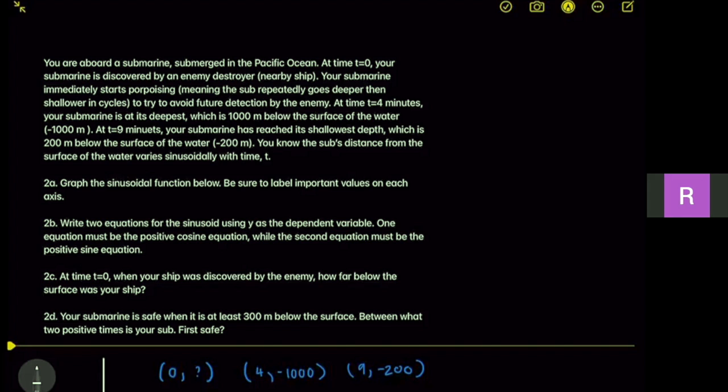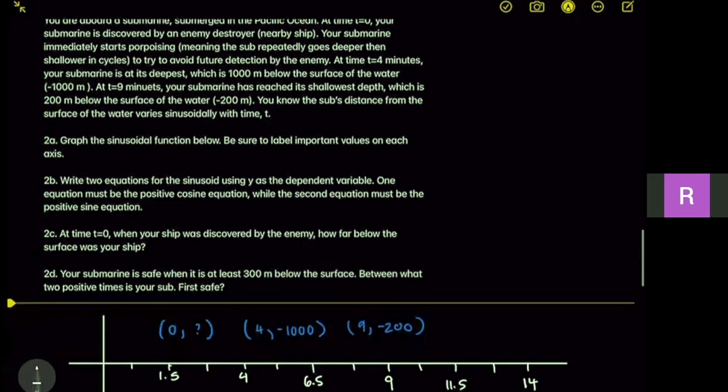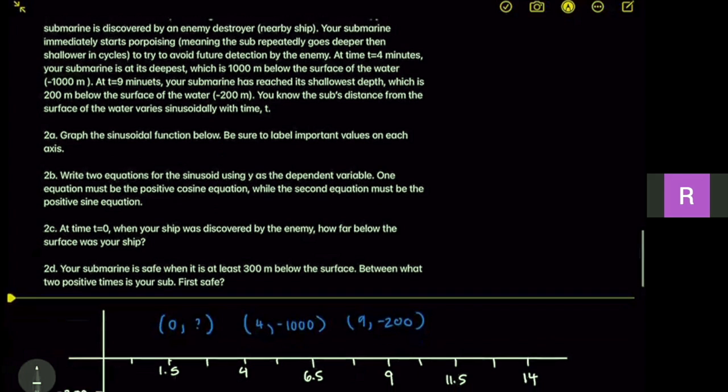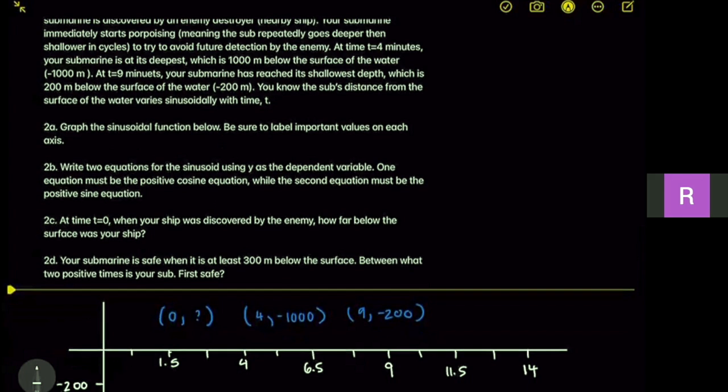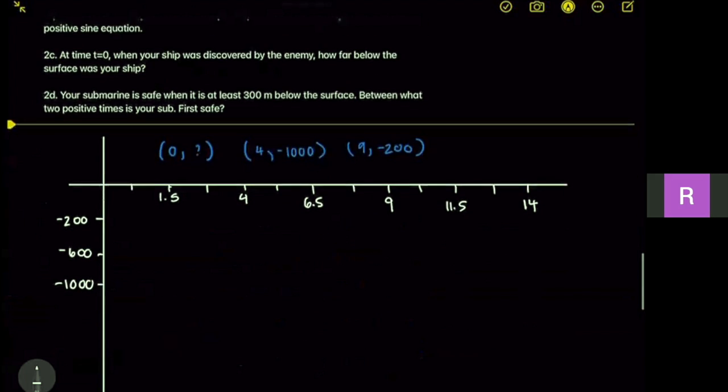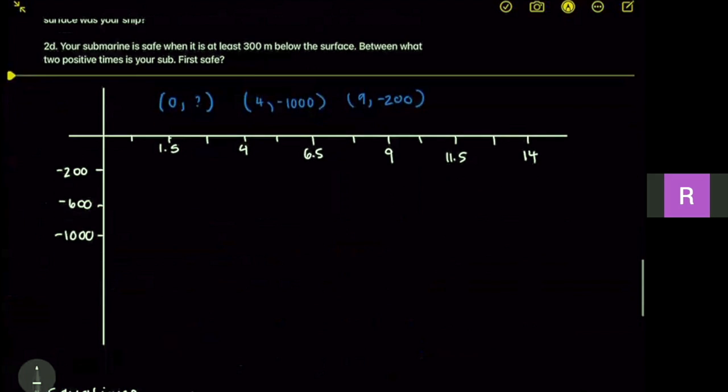You know, the sub's distance from the surface of the water varies sinusoidally with time t. Once again, it's going to be a sine function or a cosine function. So 2a says to graph the sinusoidal function below, make sure to label important values on each axis. So these here in blue are our points that we got from the paragraph above.